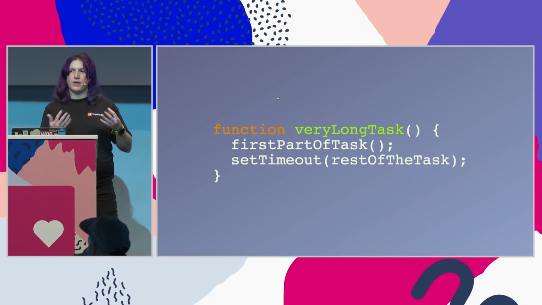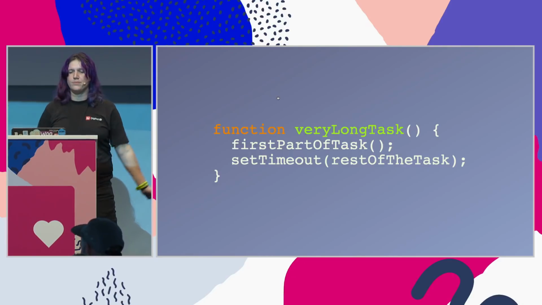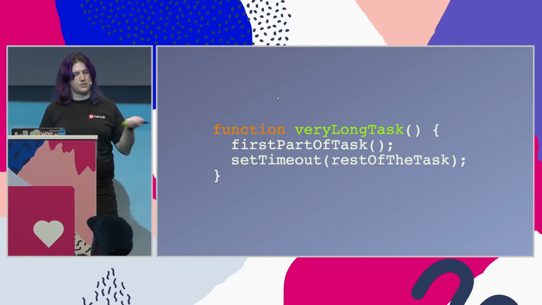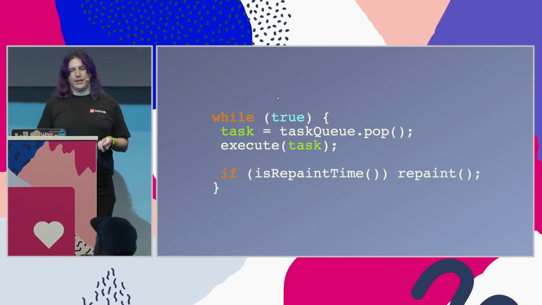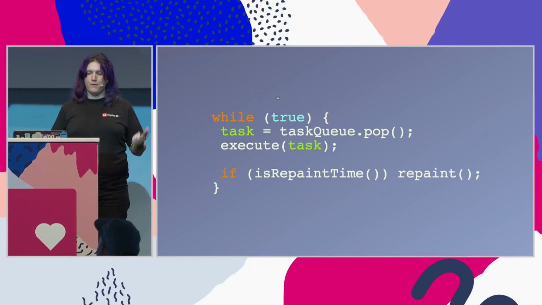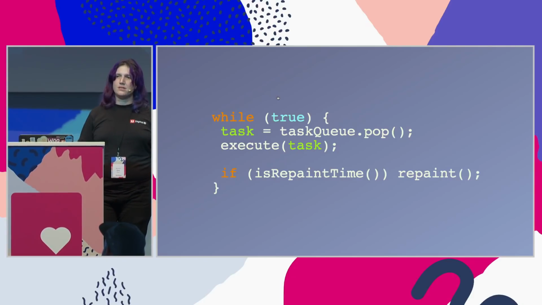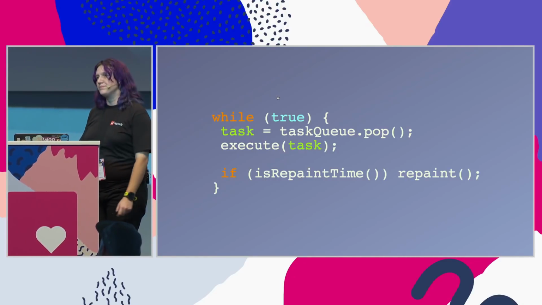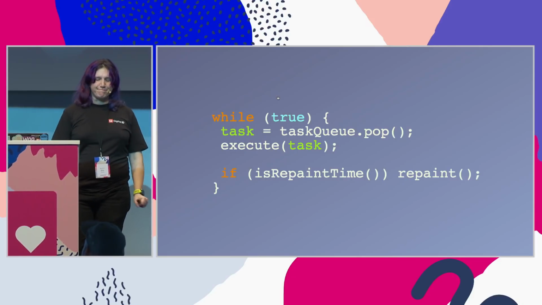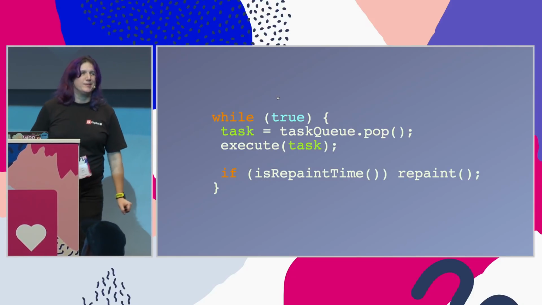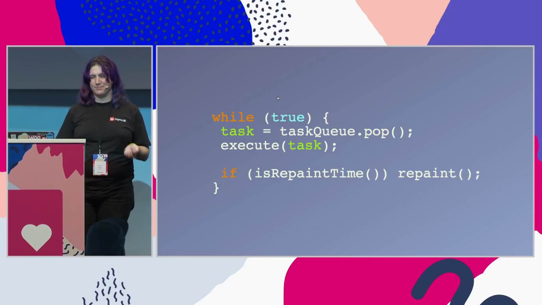You can just run the first part of your task and then run the rest later on. Or you can use web workers, because that's literally what they're for. So now our event loop looks a bit like this. We're going to run an infinite loop. We're going to pick a task off the task queue, and we're going to run that task. And then if we're ready to repaint, we'll repaint. So that's cool, right? It turns out, though, it's a little bit more complicated than that.